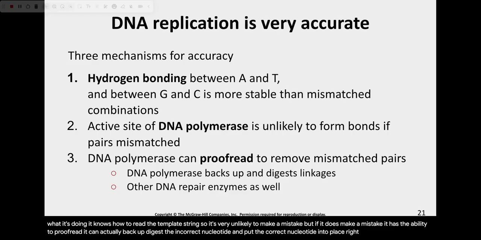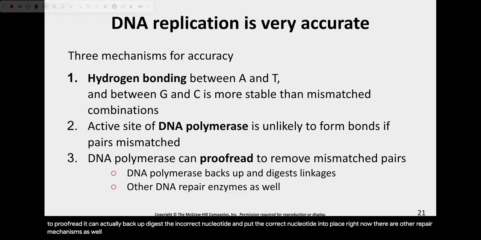Now, there are other repair mechanisms as well. There are other DNA repair enzymes. But these are three of the most broad categories as to why replication is very accurate.